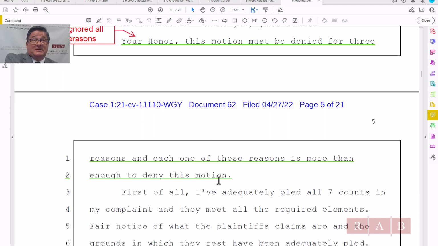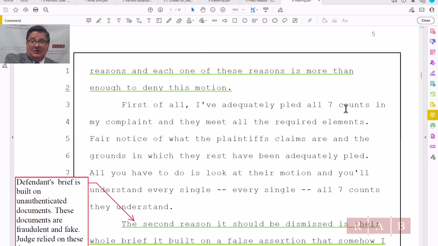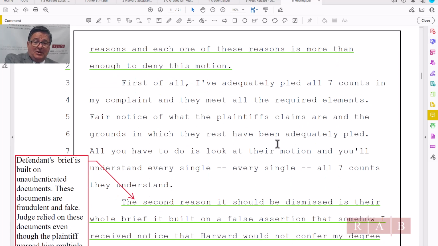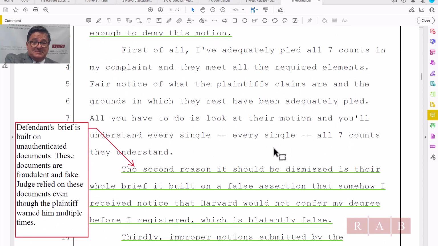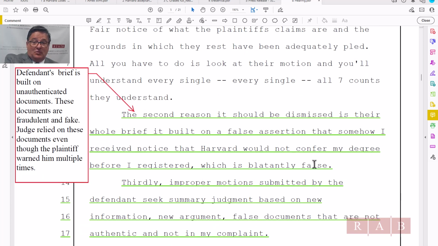Now, this 12(b)(6) ruling that they're submitting their motion to dismiss on is total BS. You never win, okay? And then I just say, I pled all 7 counts in my complaint. The reason it should be dismissed is their whole brief is built on false assertions that somehow I received notice that Harvard would not confirm my degree before I registered, which is blatantly false. Now remember, there's no discovery in this case.